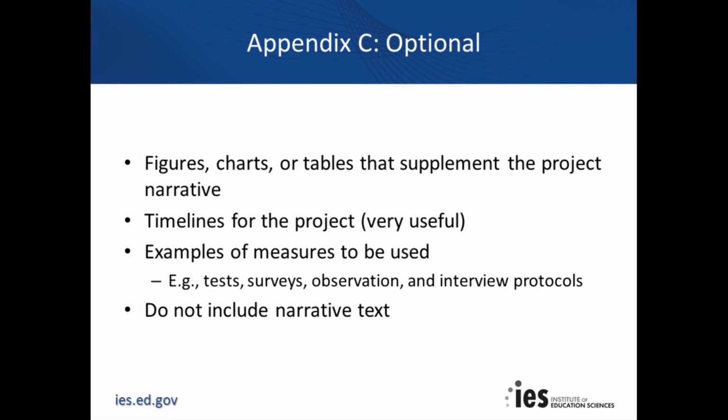Appendix C is optional. It is to include materials that relate to your evaluation and to the partnership. For example, diagrams of the partnership management structure, data tables on the state or local education agency, data tables that will be filled in by the evaluation, a timeline, examples of the measures you'll use to do focus groups or interview protocols or any researcher or practical tests being given. Practical in the sense that they're given by the state or local education agency. But do not include narrative text in this appendix.